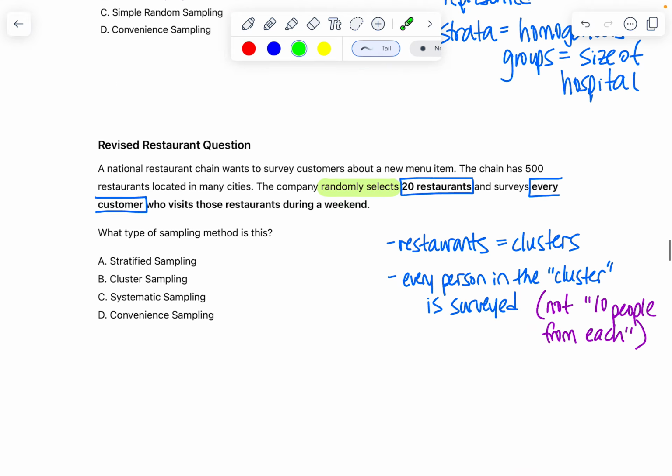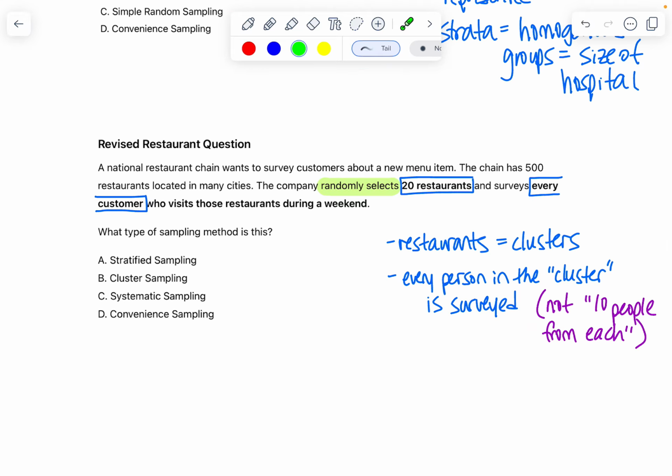Okay. Let's look at this example. A national restaurant chain wants to survey customers about a new menu item. I would be happy to taste a new menu item for restaurants. I love going to eat at restaurants. The chain has 500 restaurants, so it's a large chain located in many cities. And the company randomly selects 20 restaurants, and keyword, everybody at the restaurant gets to do the survey.